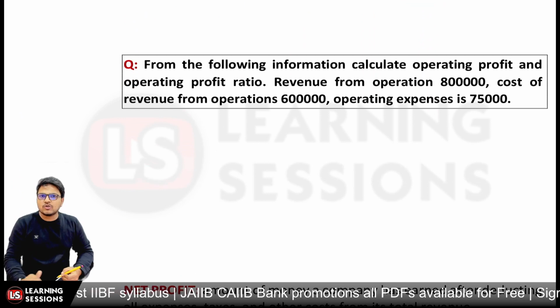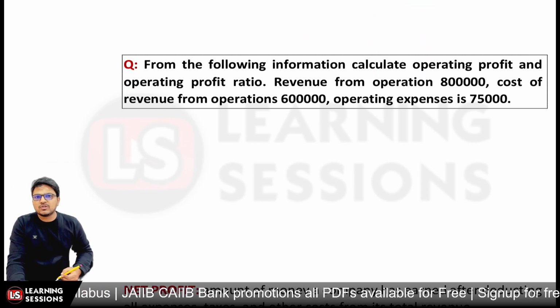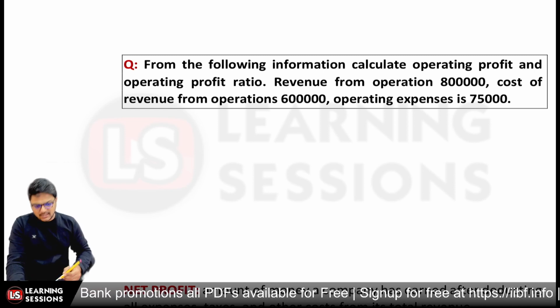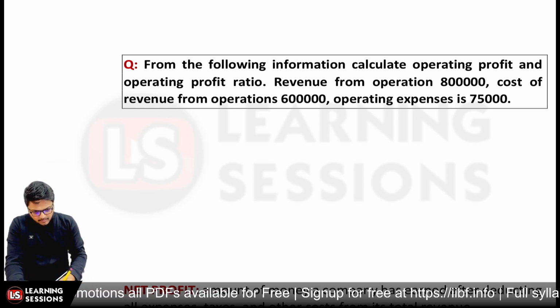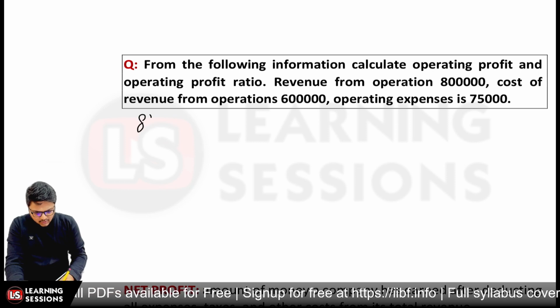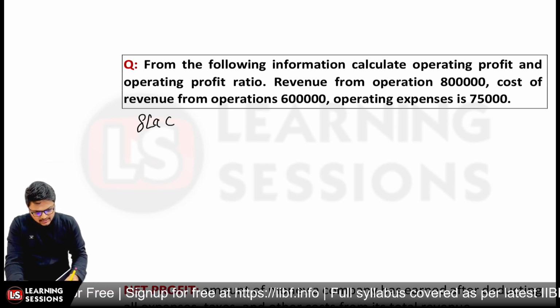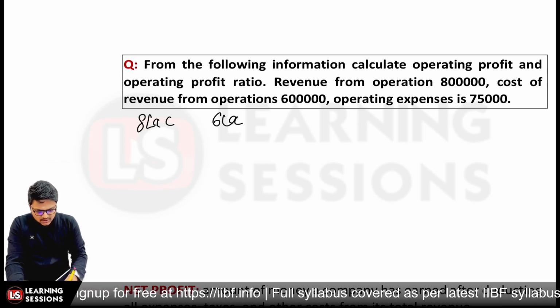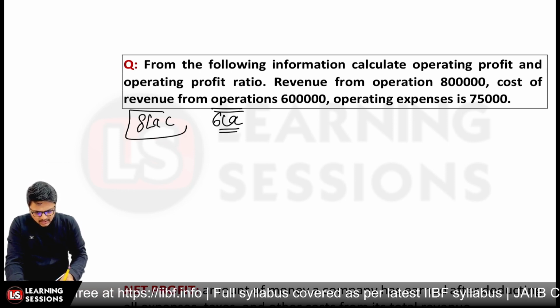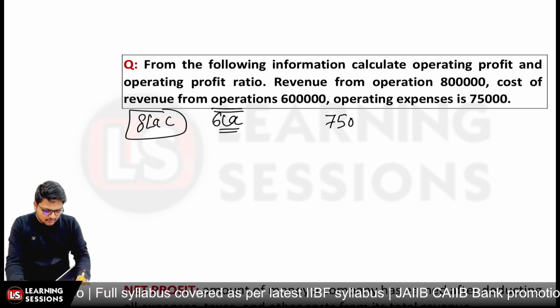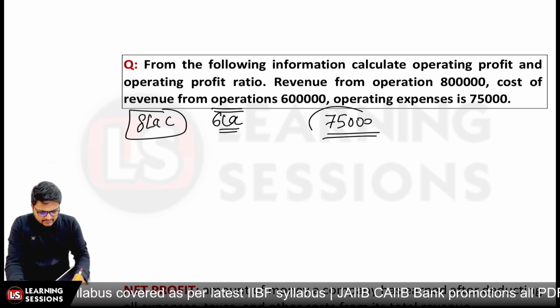Now let's have a look at the question over here. It says, from the following information, calculate operating profit and operating profit ratio. Revenue from operation is given to be what? Revenue from operation is given to be 8 lakh over here, and we are provided with the cost of revenue, which is given to be 6 lakh over there, and the operating expenses are given to be 75,000.